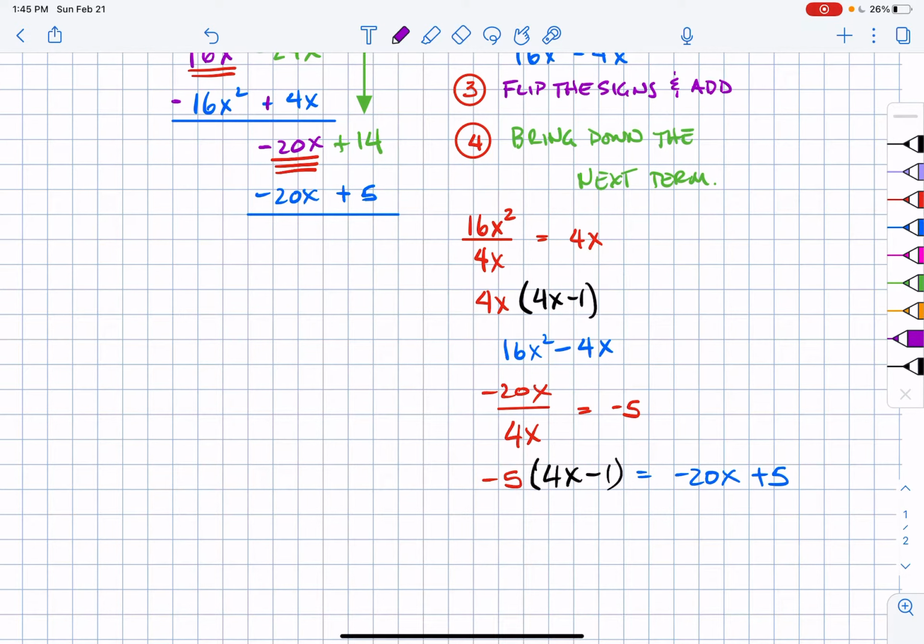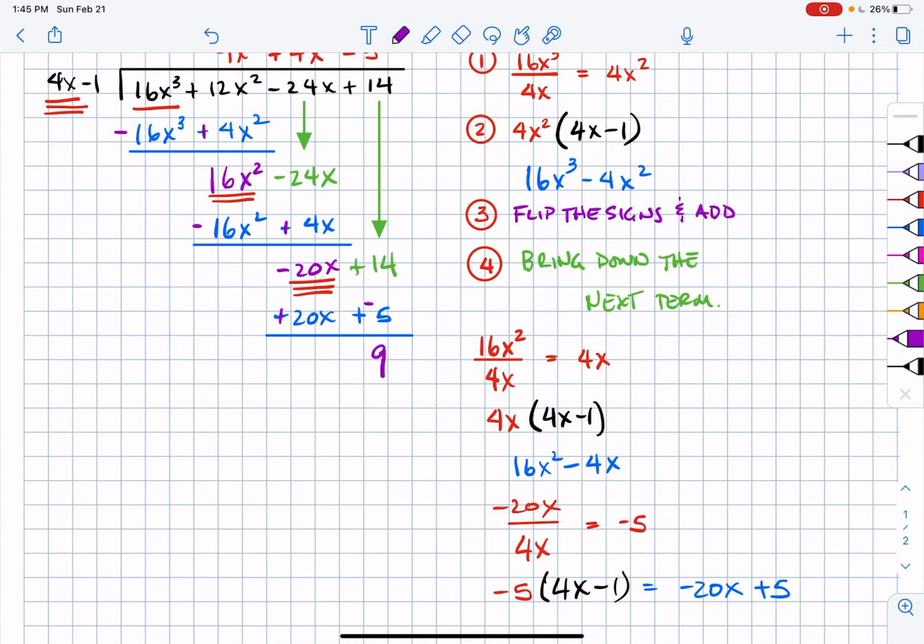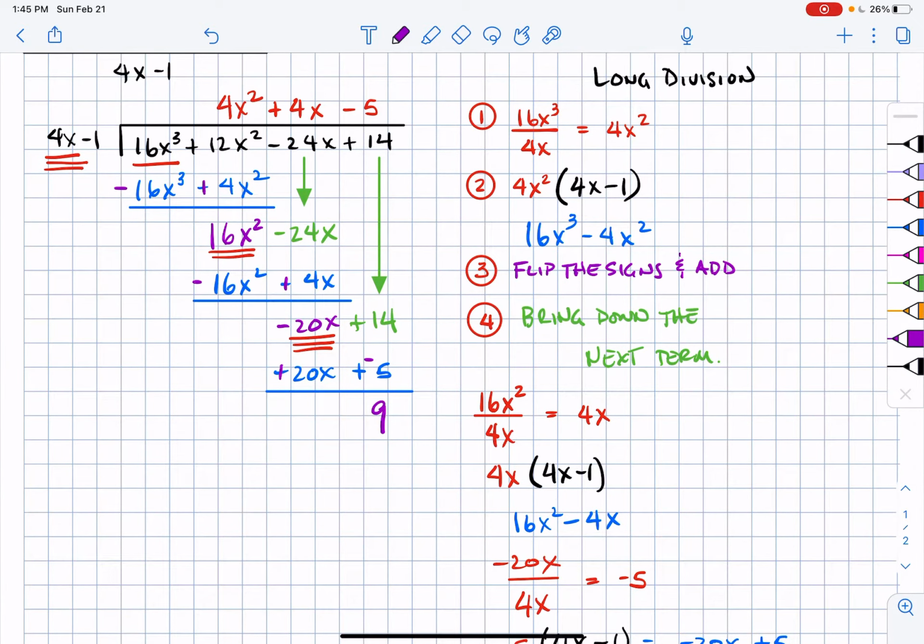Step 3 is flip the signs and add. So flip, flip, now I'm going to add. Negative 20x, positive 20x goes to 0. 14 minus 5 gives me a 9. And step 4 is to bring the next term down, but since there's no next term, that means I'm done.